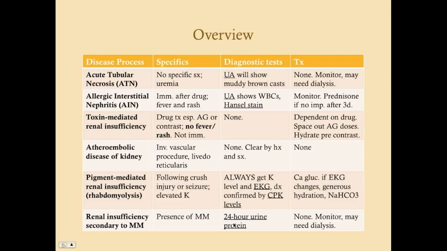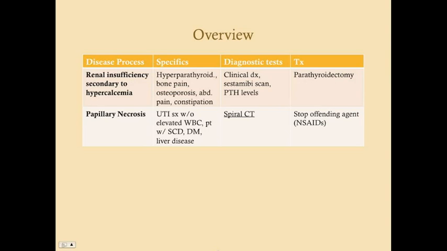Renal insufficiency secondary to hypercalcemia. These are going to be patients that already have diagnosed hyperparathyroidism, and or they have bone pain, osteoporosis, abdominal pain, constipation. To diagnose these patients, it's going to be clinical based on history. If they have not had hyperparathyroidism as a diagnosis, then we can get a sestamibi scan and parathyroid hormone levels. And in any patient with hyperparathyroidism that develops renal insufficiency, that is a surgical indication for a parathyroidectomy.